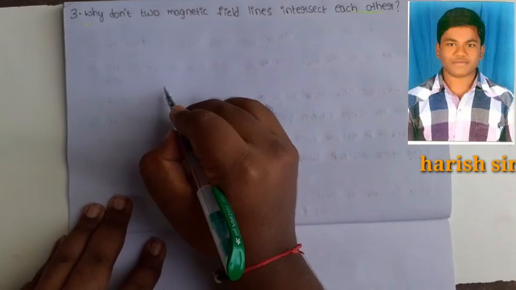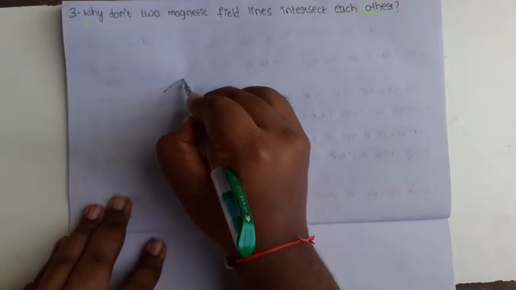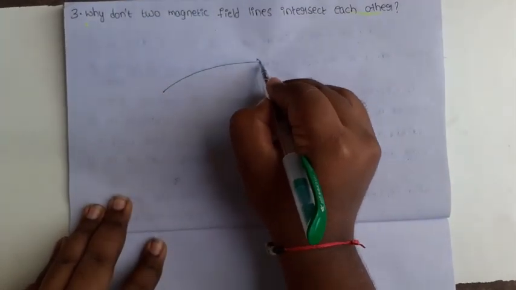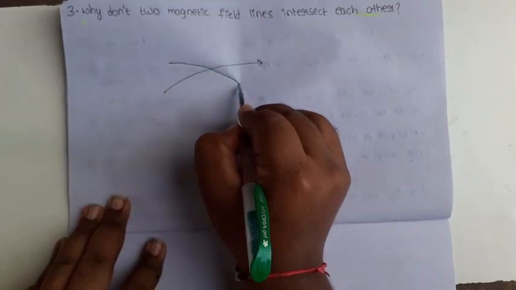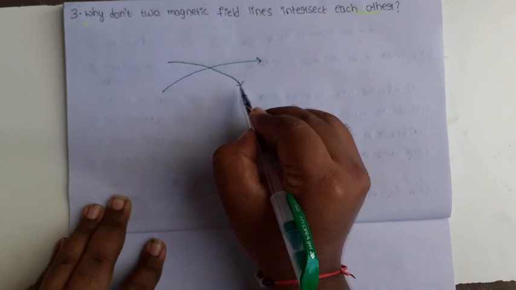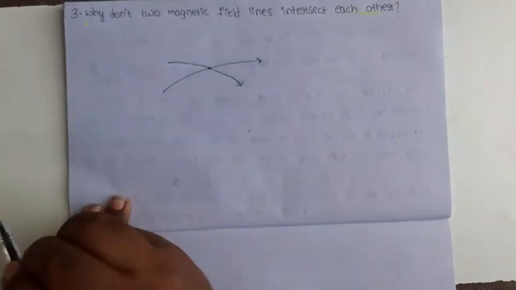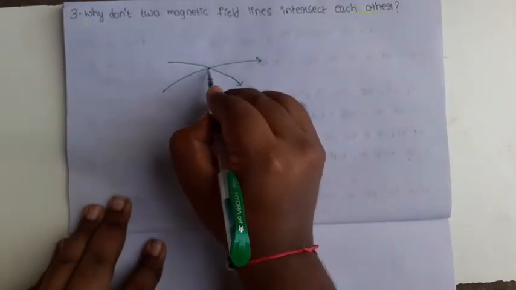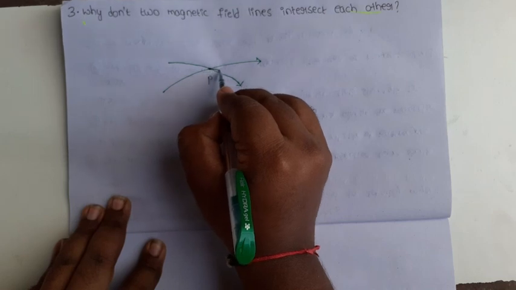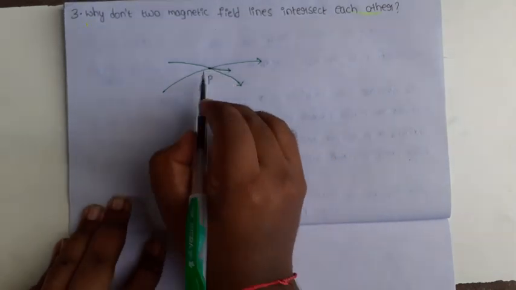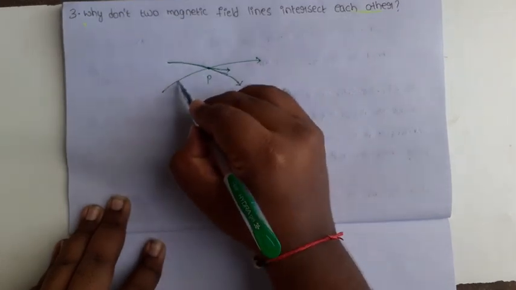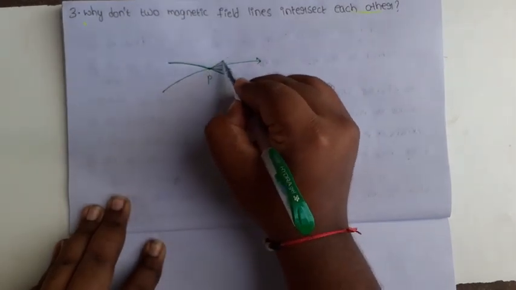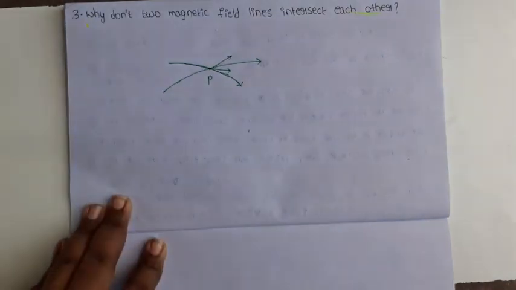I am taking two magnetic field lines. Suppose this is one magnetic field line, and this is the other magnetic field line. Suppose I am taking this point P. What is the direction of the magnetic field? This is the direction of the magnetic field for this line. What about this line? The magnetic field direction is this direction.